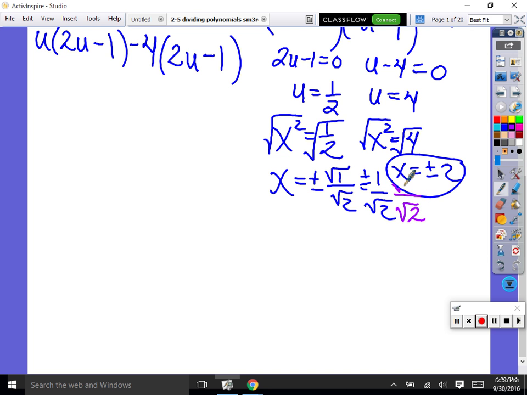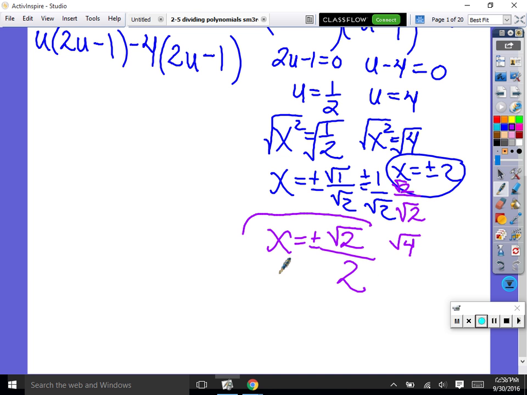Multiply by the square root of 2 over the square root of 2. So on top, 1 times the square root of 2 is the square root of 2. On bottom, don't we have the square root of 4? 2 times 2, which is 2. So we have x is equal to plus and minus square root of 2 over 2, and x is equal to plus and minus 2. That's 4 solutions as degree 4.